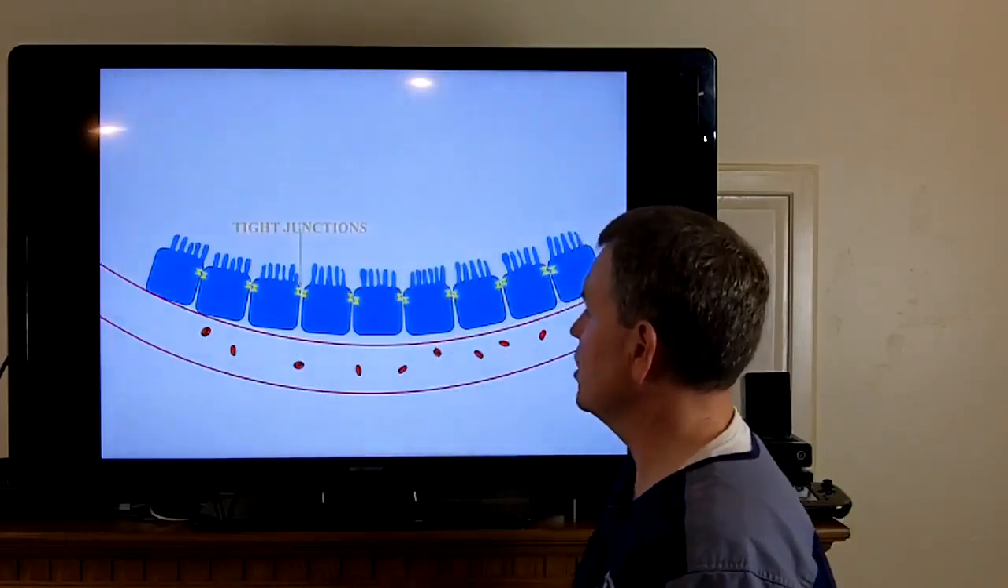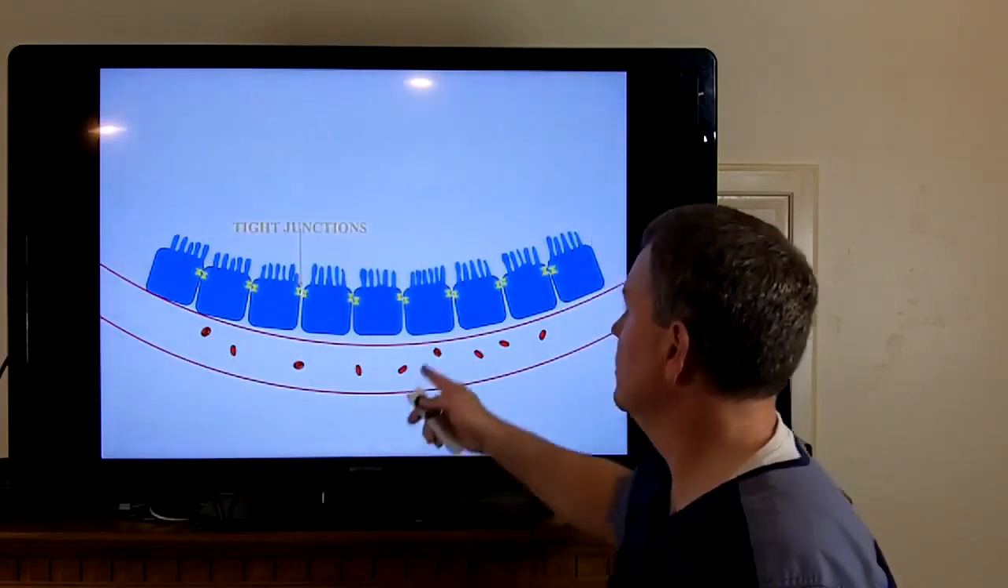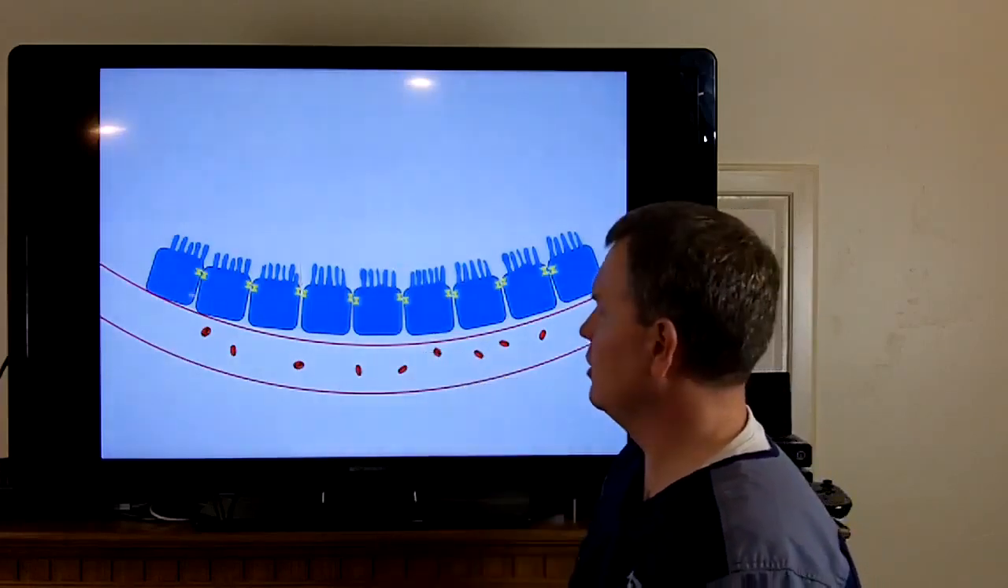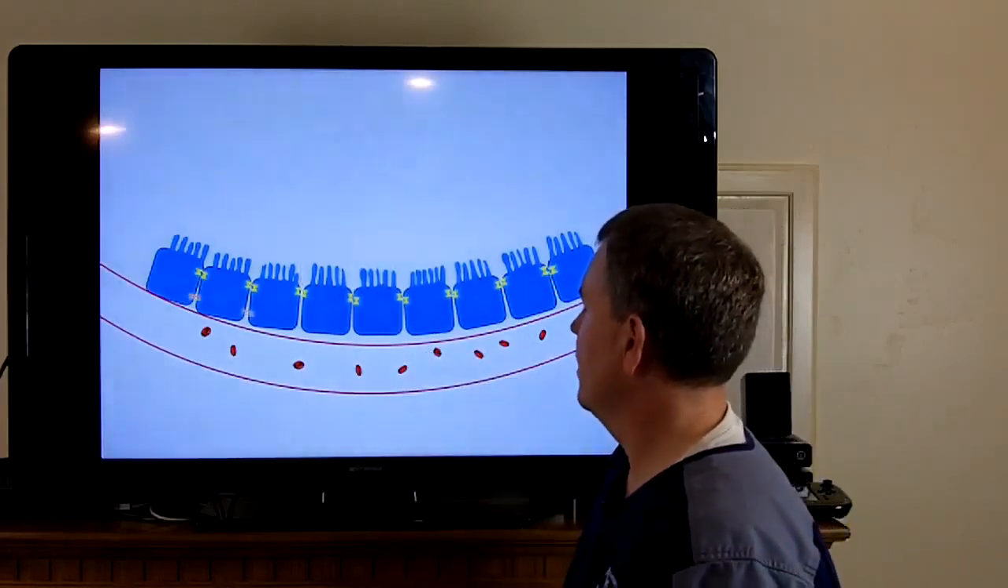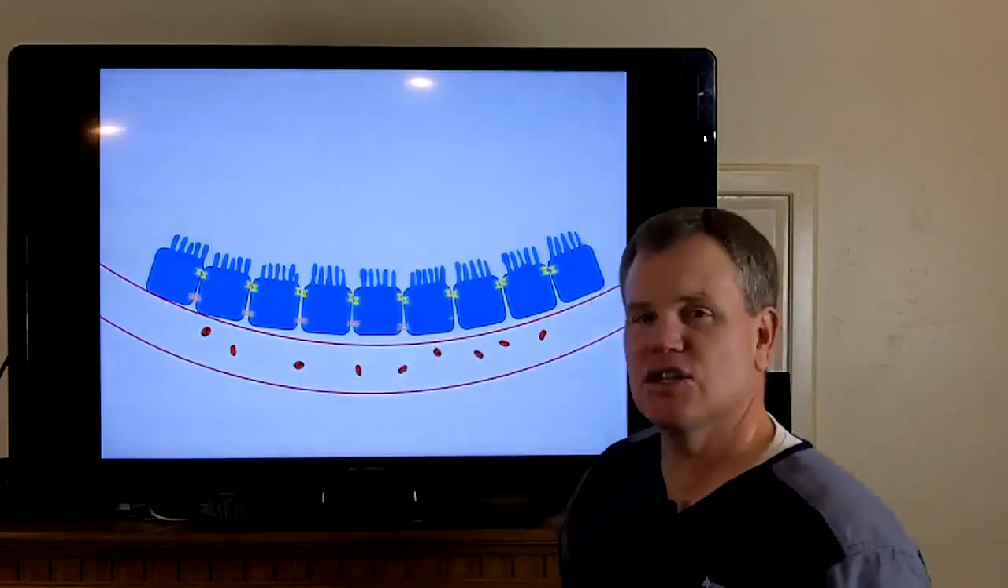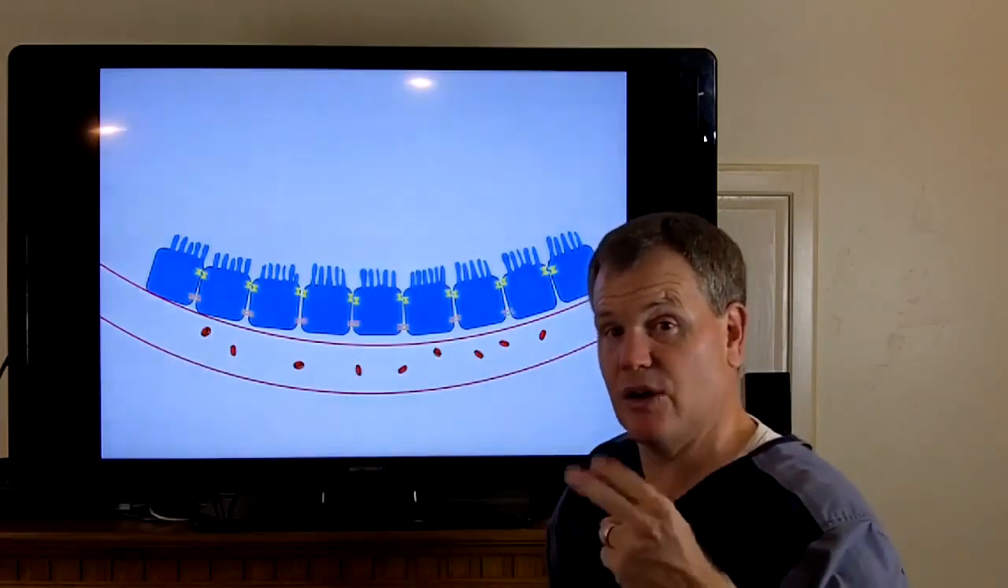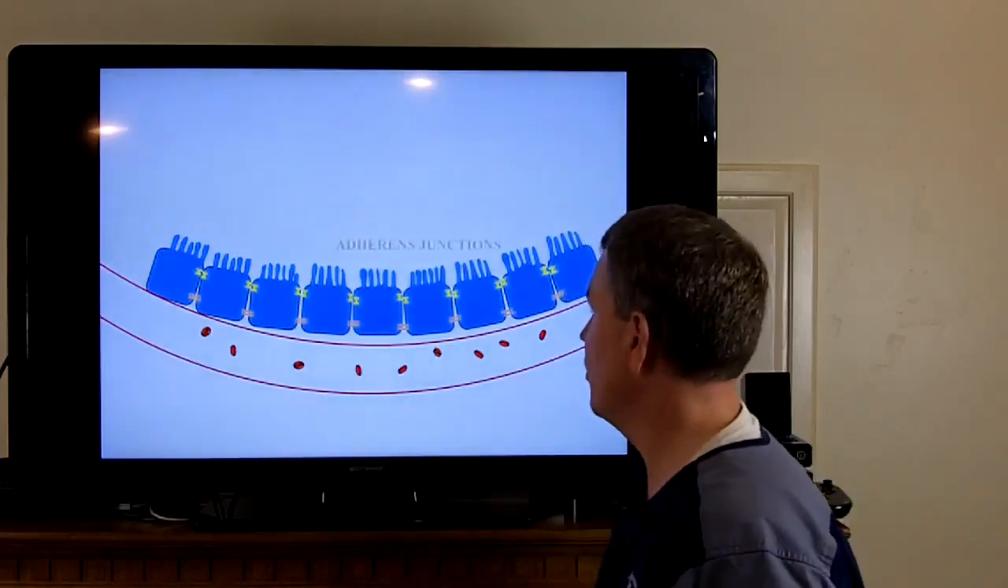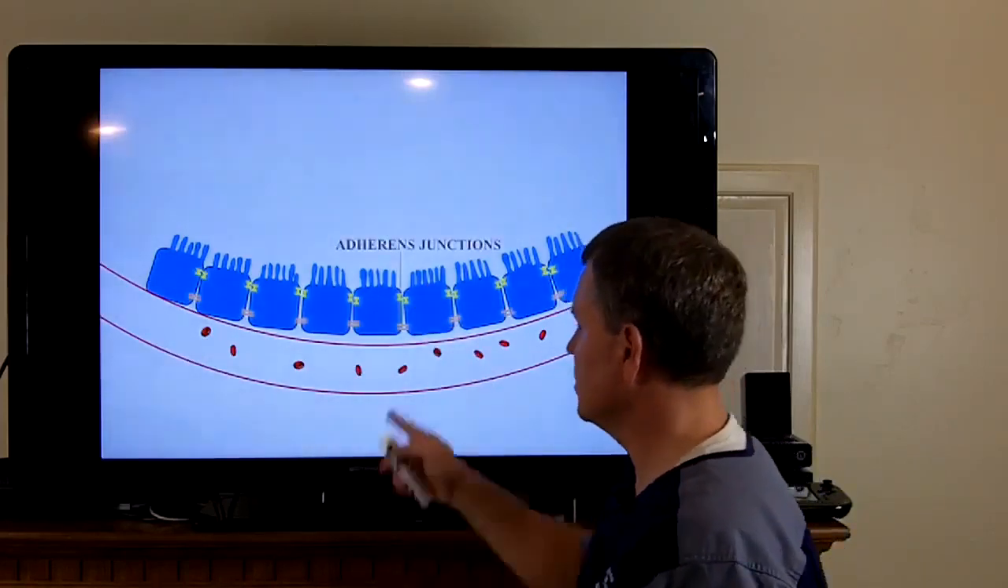And then we have some other junctions. These right here are some additional junctions. So we have 2 layers of protection. Now those are called adherence junctions, and that's the lower ones here.